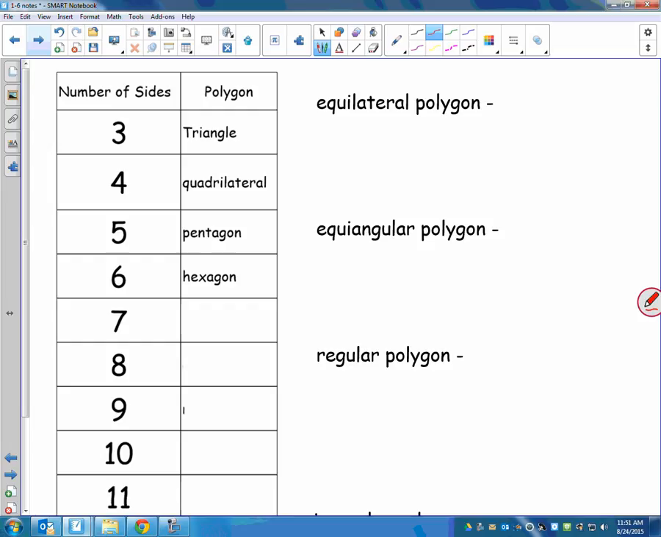Pentagon, hexagon, pretty good with. There's a hex. Four-sided, make sure you call it a quadrilateral. What about 7? You know that one? That one's an odd one.